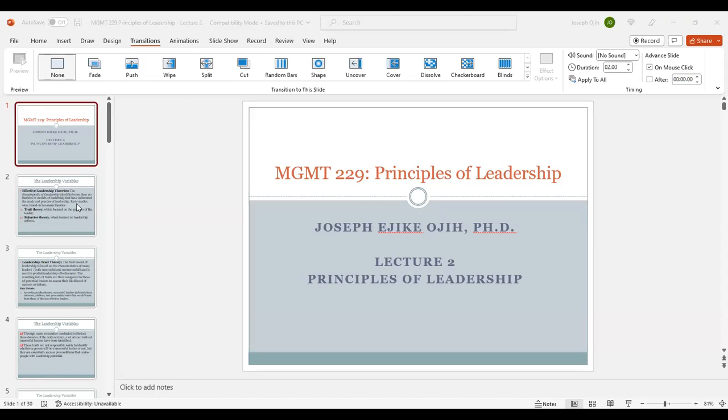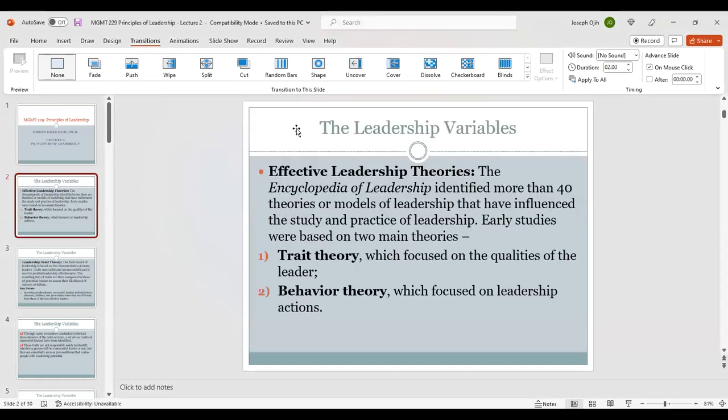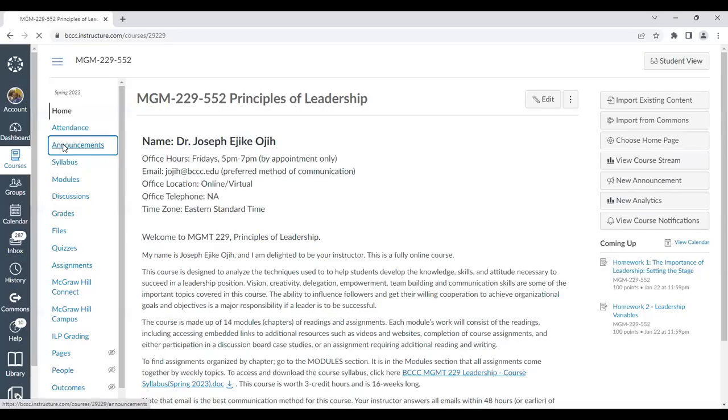So let us begin. Tonight, our focus will be on some of the variables of leadership. But before then, I want to show you, as I always do, what you need to complete this week.